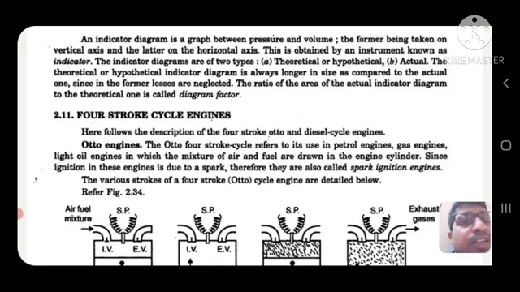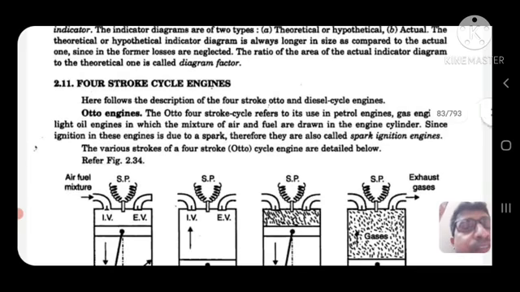The theoretical or hypothetical indicator diagram is always larger in size as compared to the actual one, since in the former, losses are neglected. The ratio of the area of the actual indicator diagram to the theoretical one is called the diagram factor.